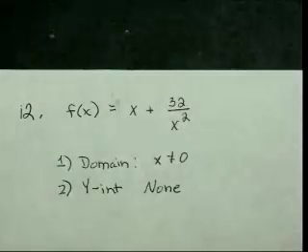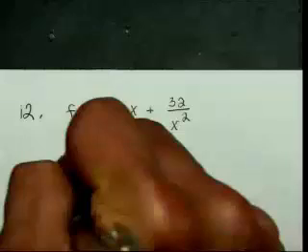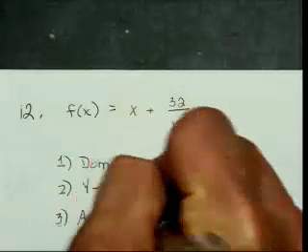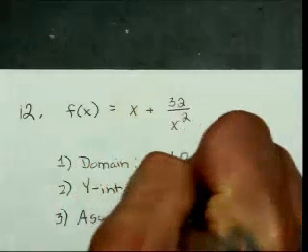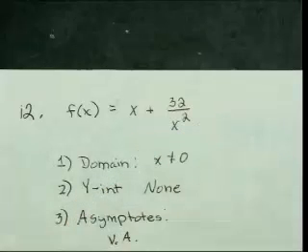Number 3, what about asymptotes? What do you know about vertical asymptotes? There would be one at 0. x equals 0 is a vertical asymptote.